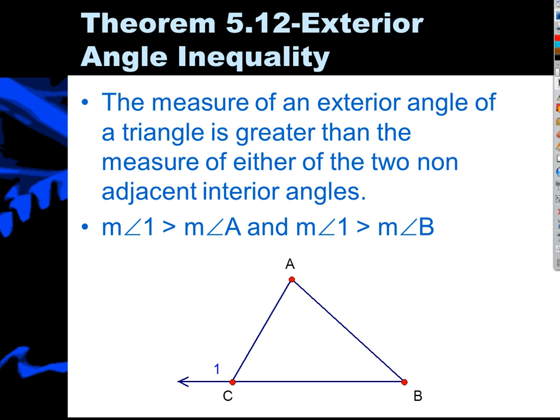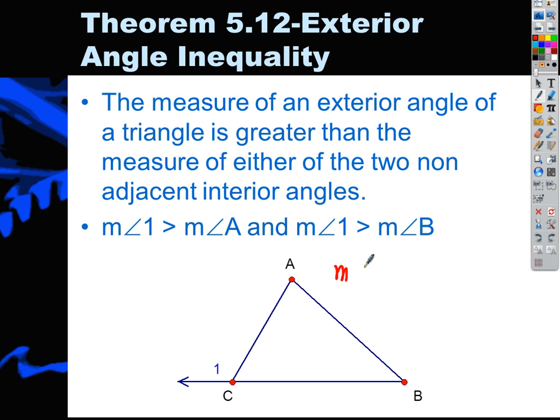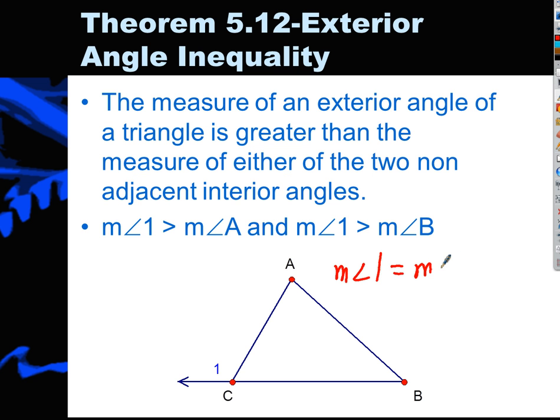So let's write that down to remind ourselves. We know that's true: the measure of angle 1 equals the measure of angle A plus the measure of angle B. So could you tell me then, if the measure of angle 1 equals the measure of angle A plus the measure of angle B, how does the measure of angle 1 compare to the measure of angle A by itself or the measure of angle B by itself? All I'm asking is, is it going to be greater than, equal to, or less than? It's got to be greater than, doesn't it?